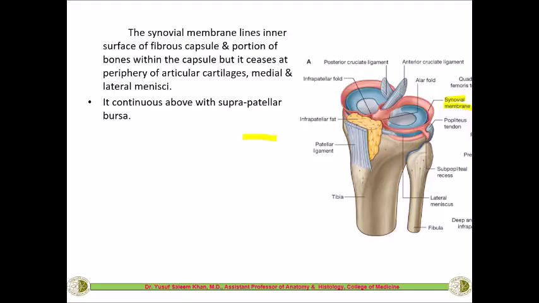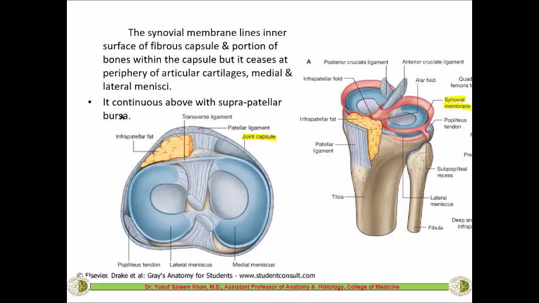And this synovial membrane will continue above into a bursa which connects with the knee joint. This is called the suprapatellar bursa. We'll discuss this bursa again in detail when we discuss the bursae themselves.